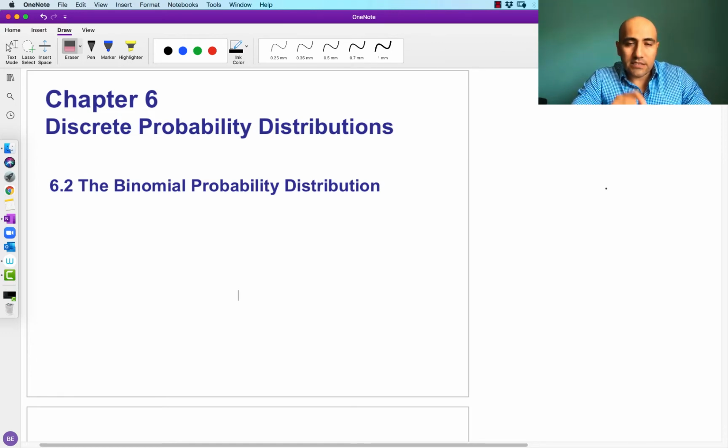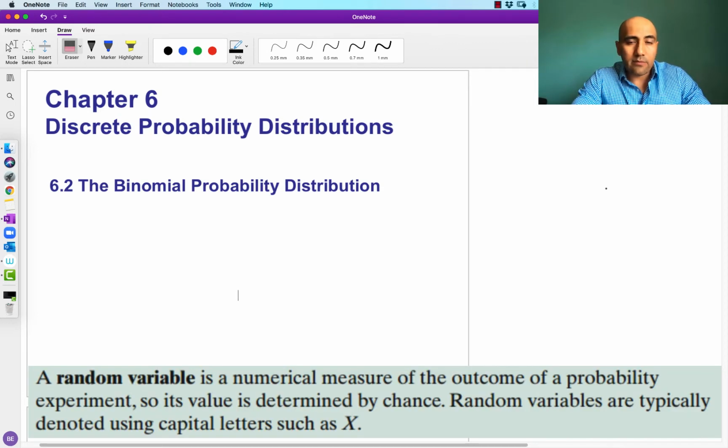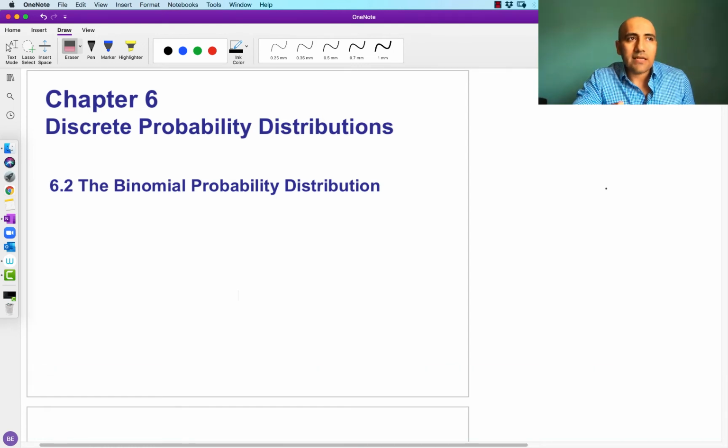In 6.1, we were first introduced to random variables. Remember that a random variable is a numerical measure of the outcome of a probability experiment. The classic example presented is about flipping coins. Let's say you flip a coin 3 times and count how many times you get tails. You can get tails 0 times, or 1 out of the 3, or 2 out of the 3, or all 3 times. Those are the possible outcomes that can happen.